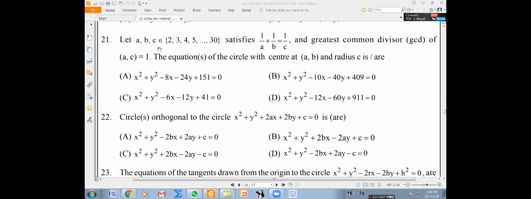A, B, C belong to 1 up to 30 and satisfy 1 by A plus 1 by B equals 1 by C, and the greatest common divisor of A and C is 1. B and C they did not say anything about. I think they can have common factors with A and C. Then I have to prove that they must be like this only. Okay, so how to prove? I have to think about it.